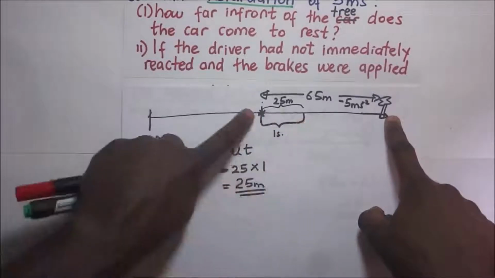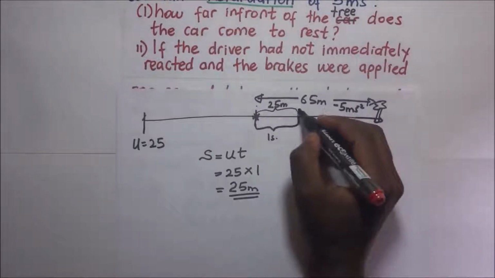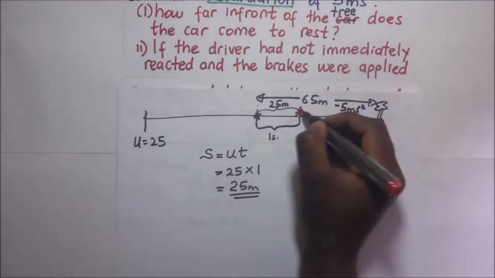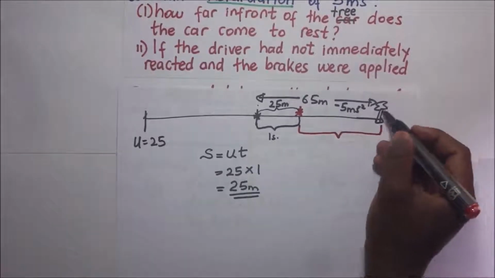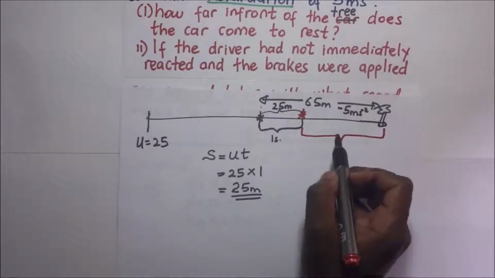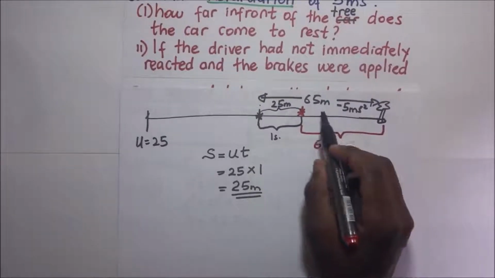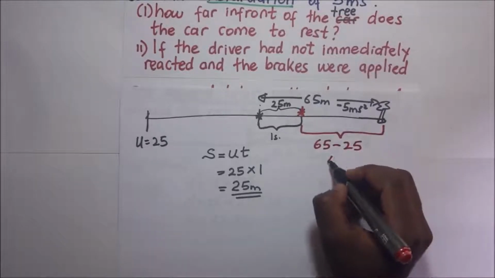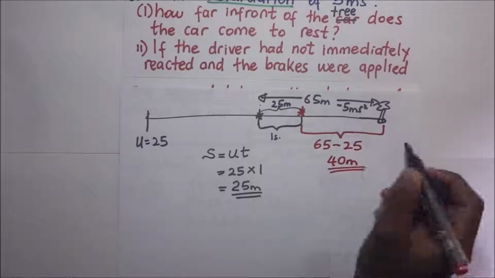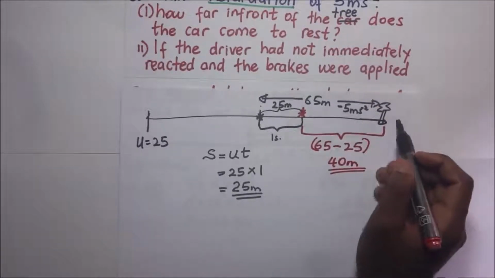So the question is, at the new point when he applies the brakes, which is after he has now traveled for those 25 meters, how much distance does he have to hit the tree? Of course, the distance remaining to hit the tree is going to be 65 meters minus 25 to remain with 40. So meaning that from here to here you have 40 meters remaining for him to hit the tree.